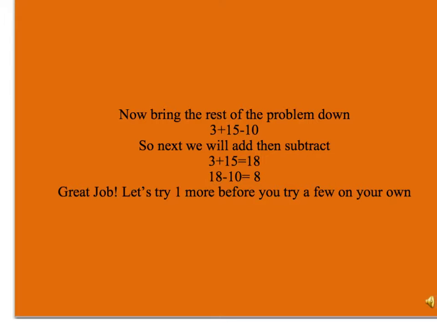Now let's bring the rest of that problem down. So we have 3 plus 15 minus 10. The 10 came from the previous part of our problem, 5 times 2. So next we'll add, then subtract. 3 plus 15 equals 18. 18 minus 10 equals 8. Great job so far. Let's try one more before you try a few on your own.